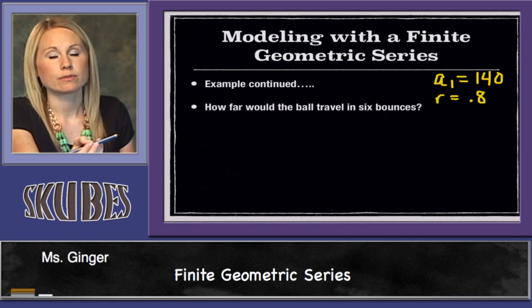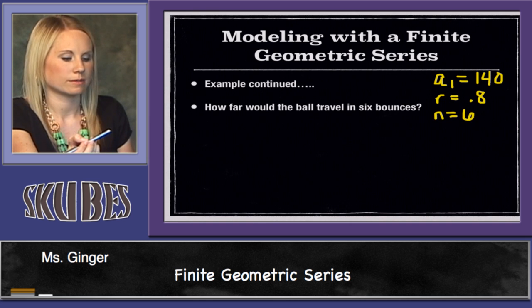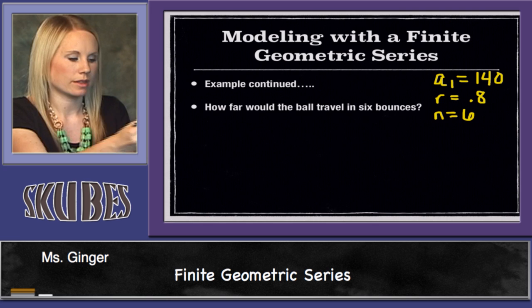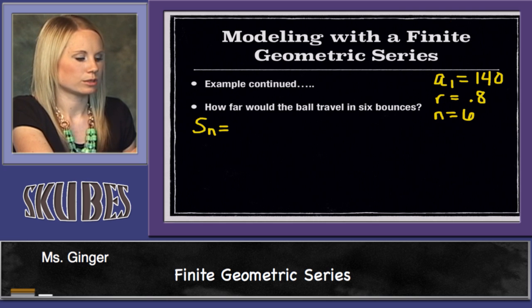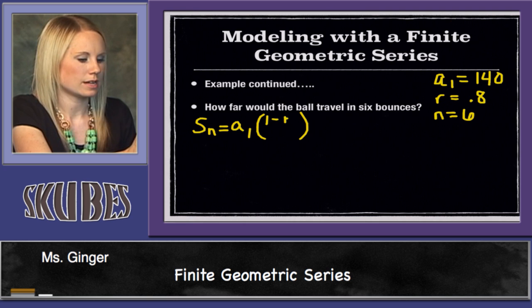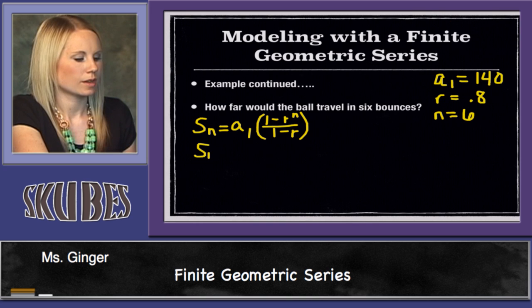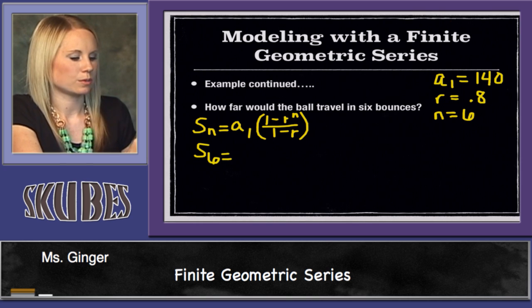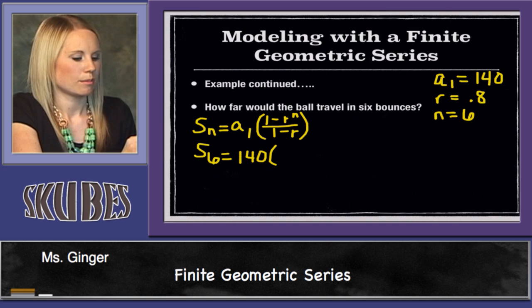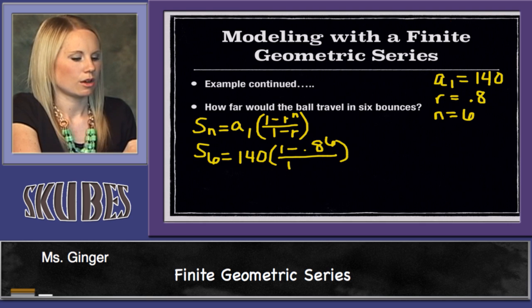We would like to know about the first 6 bounces. So when we need an n, we're going to use 6. Okay? So filling in that same formula that we saw earlier, S sub n equals A sub 1. Then we're going to need 1 minus r to the n, again, over 1 minus r. So let's fill in our information. For the first 6 bounces, we need to have 140 multiplied by 1 minus 0.8 to the 6th power for the 6 bounces over 1 minus 0.8.